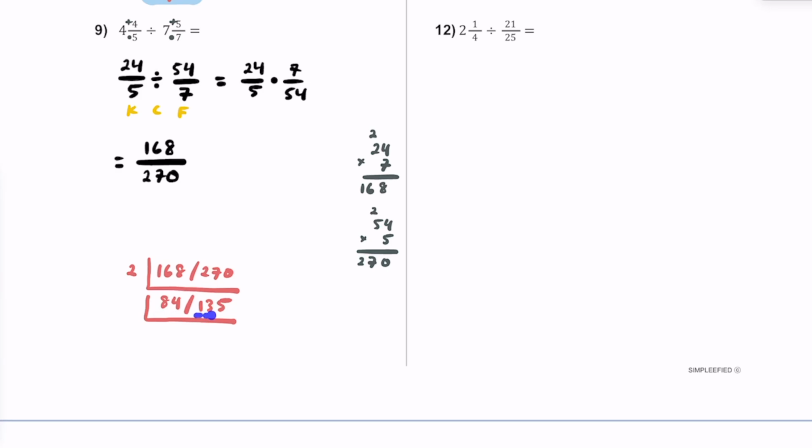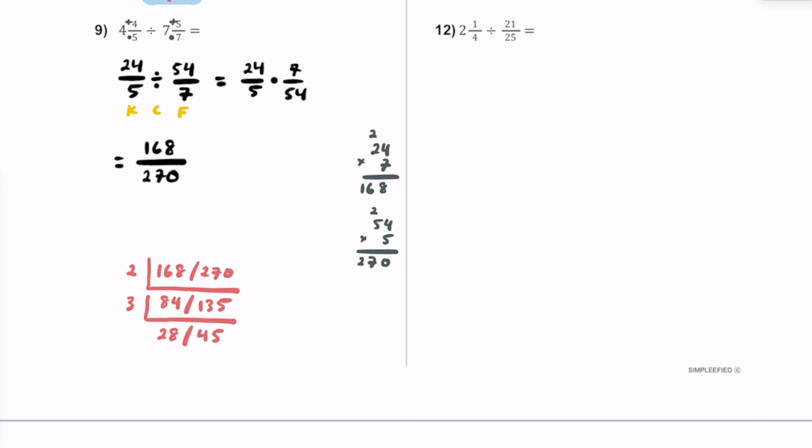And 1 plus 3 is 4. 4 plus 5 is 9. And 3 does fit into 9. So we can divide these both by 3. If you go ahead and take this 84 and divide it by 3, feel free to pause if you need to. That's going to be 28. And 135 divided by 3 is going to be 45.